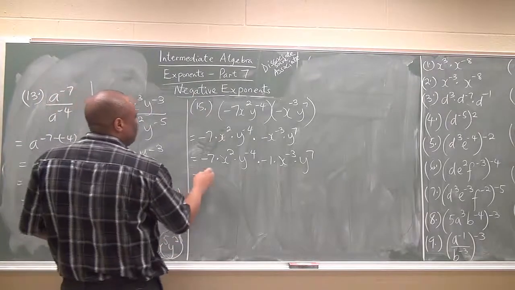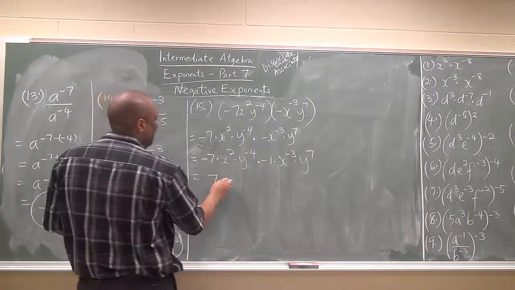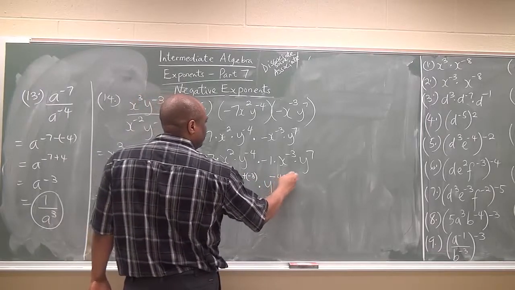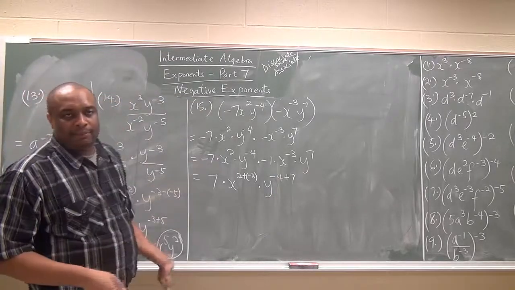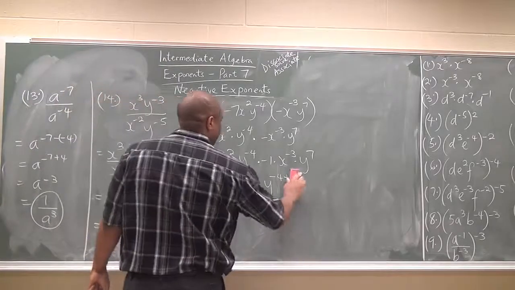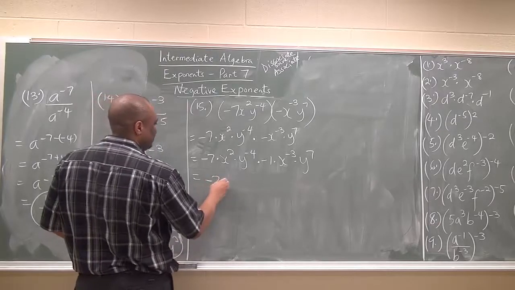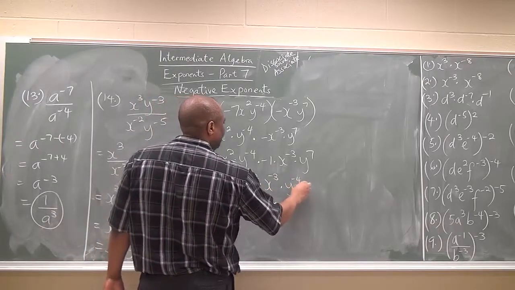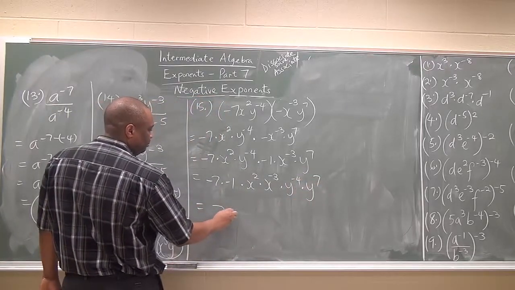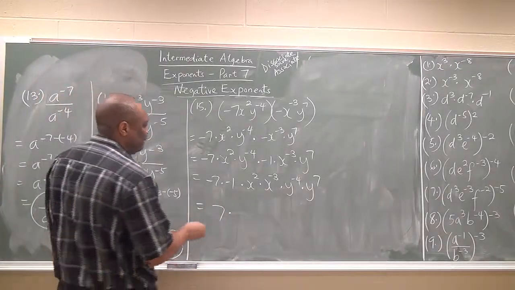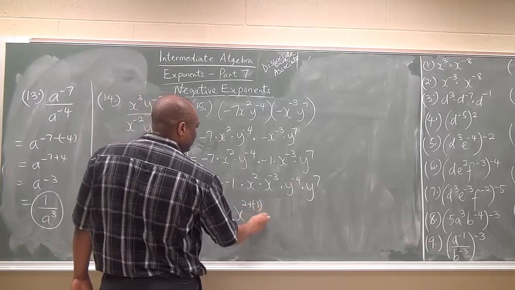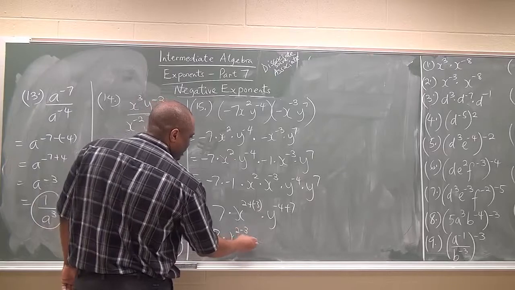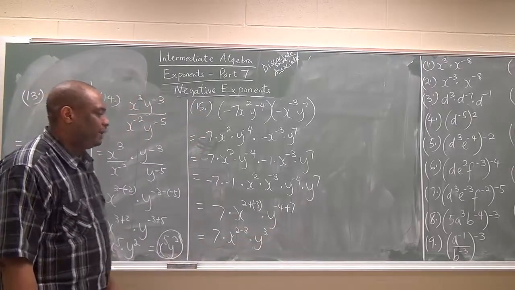Of course, negative 7 times negative 1 is 7. Then times x to the 2 plus negative 3, then times y to the negative 4 plus 7. I skipped a step. If you want to do it properly, you can do it like this: negative 7 times negative 1 times x squared times x to the negative 3 times y to the negative 4 times y to the 7. So this will be 7, because negative 7 times negative 1 is 7, times x to the 2 plus negative 3, times y to the negative 4 plus 7. I'm breaking it down. 7 times x to the 2 minus 3. I could skip steps, but I don't want to, so that you will understand it very well.